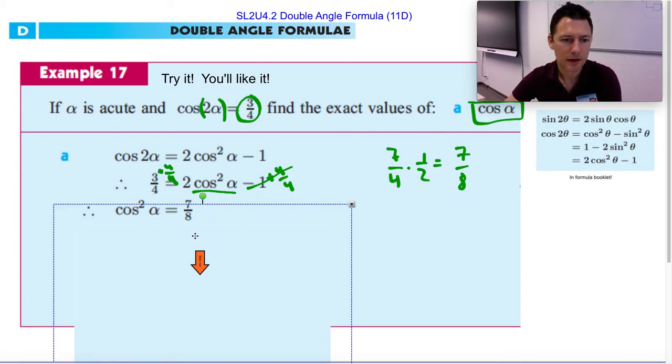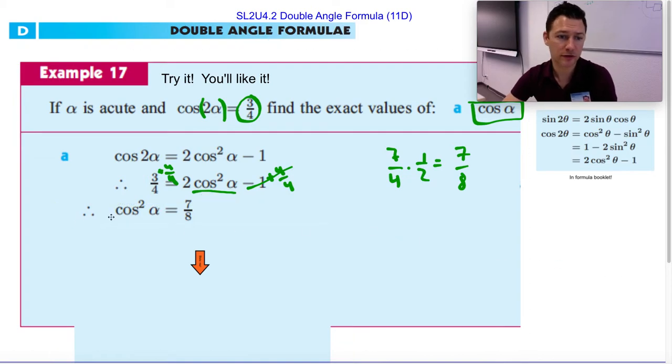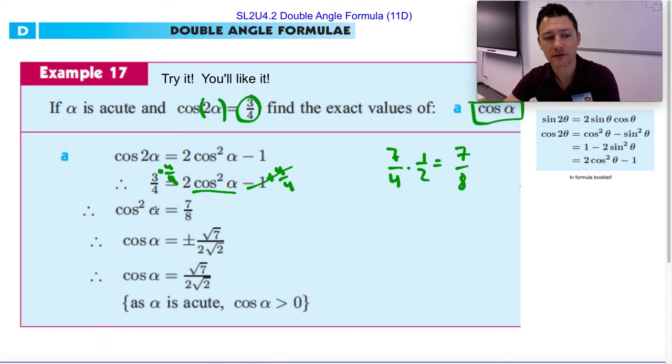Great. And then we know that this is cosine of alpha squared, right? So to undo that square, you take the square root, right? So you'd square root this side, you get cosine of alpha, you square root this side, which means root top is the 7, and square root of 8 becomes 2 root 2.